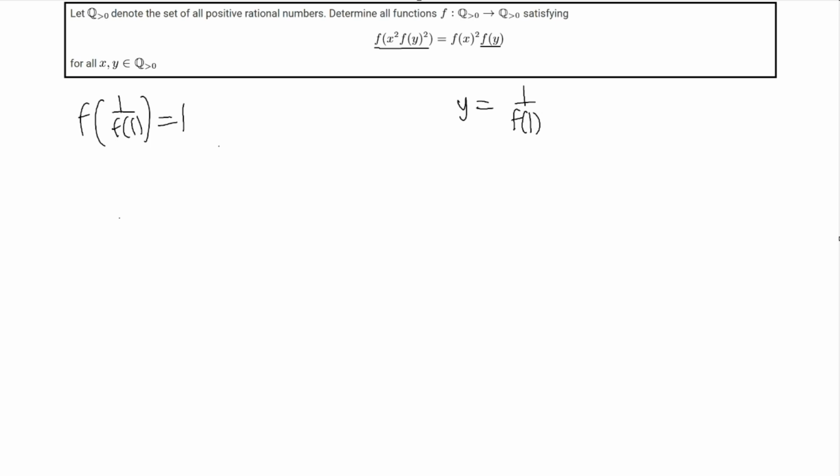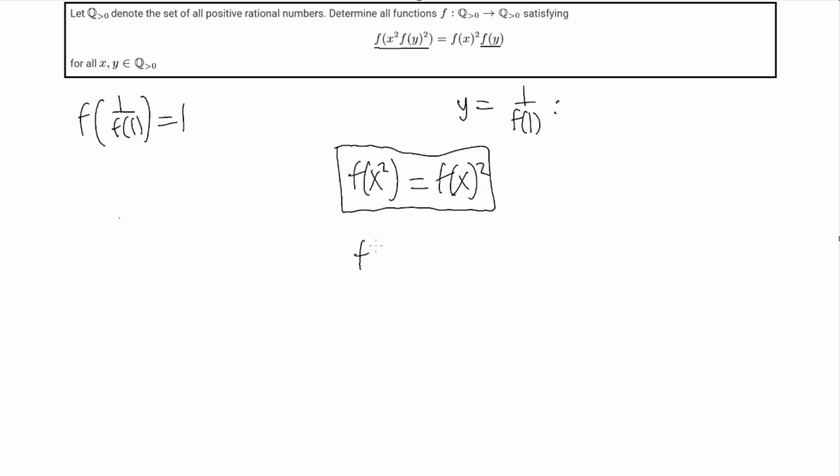Because then we get that f of y equals 1, and when we plug this in, we get f of x squared times 1 squared, so that's just x squared, is f of x squared times 1, so that's just f of x squared. And we get this miraculous identity shown here. And indeed, since x squared equals x only when x equals 1, we can plug in x equals 1 here to get f of 1 equals f of 1 squared. And that implies that f of 1 is equal to 1.